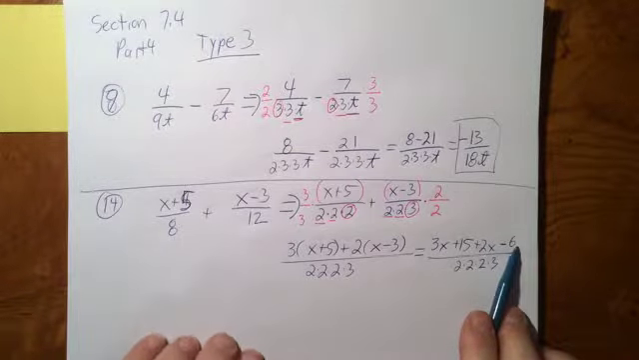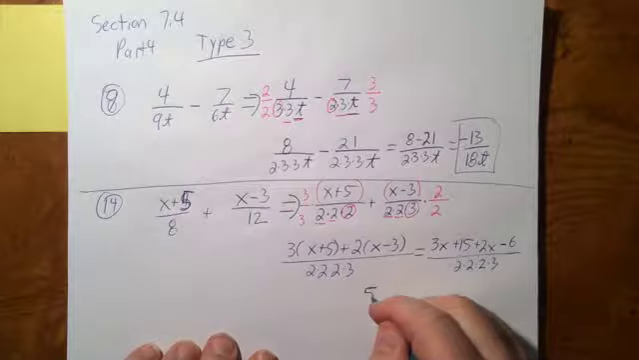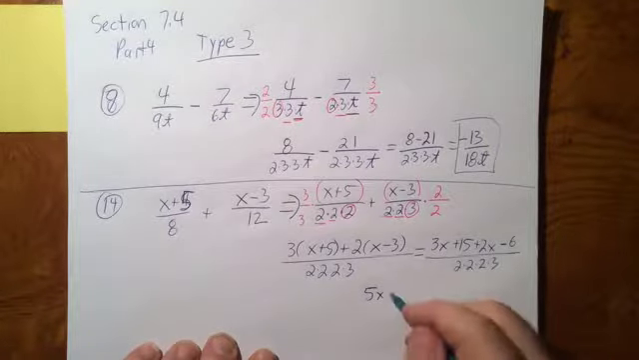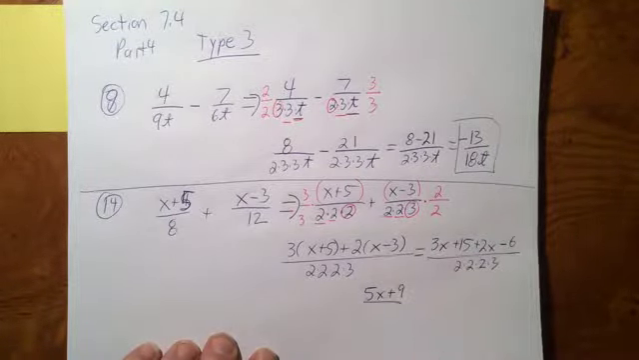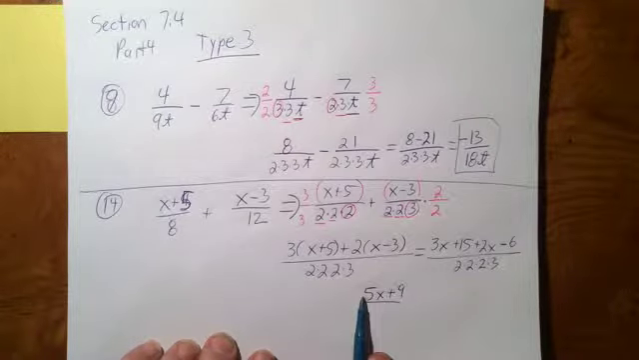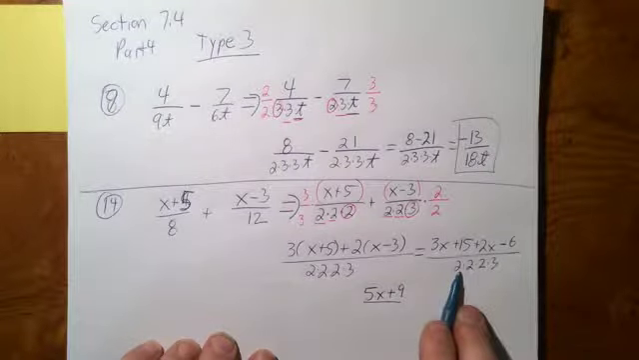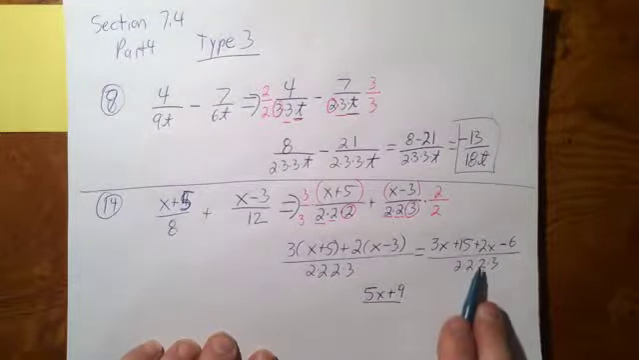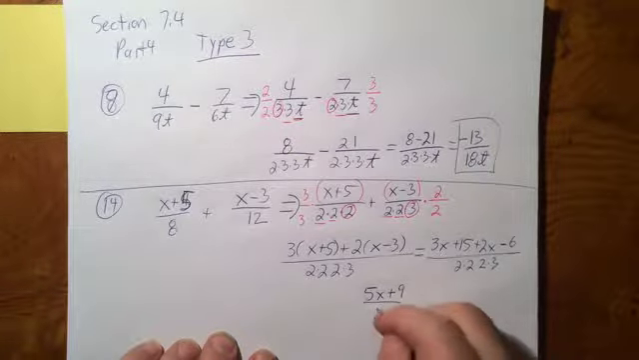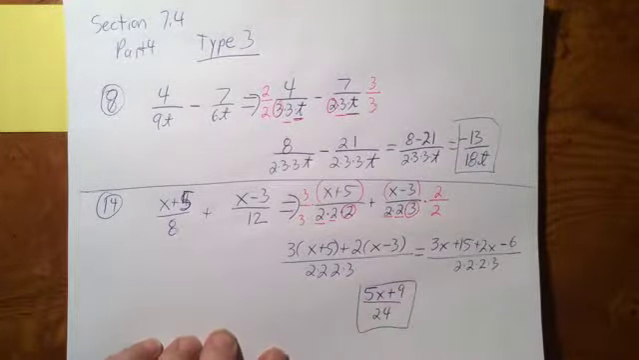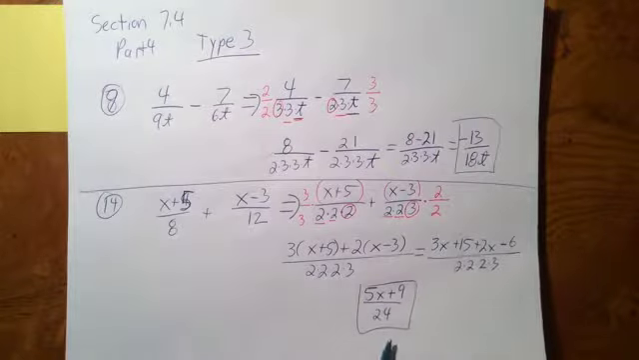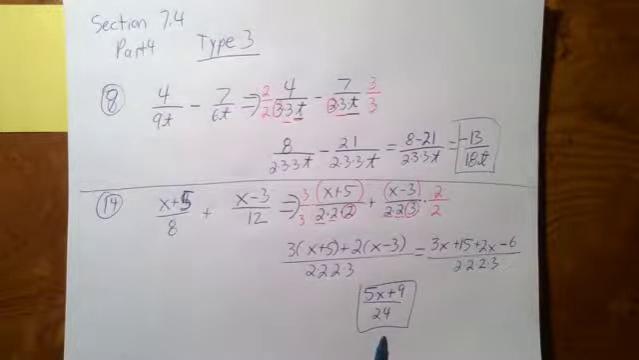When I clean this up and consolidate, I have 3x plus 2x. That's 5x. 15 minus 6 is plus 9. Now, 5x plus 9, there's nothing that can be factored from that. 9 is not prime. 5 is, but there are no common factors to these. So we'll consolidate. This will be 2 times 2 is 4, times 2 is 8, times 3 is 24. So we have our final answer simplified. When we add these two fractions together, we will get 5x plus 9 over 24.